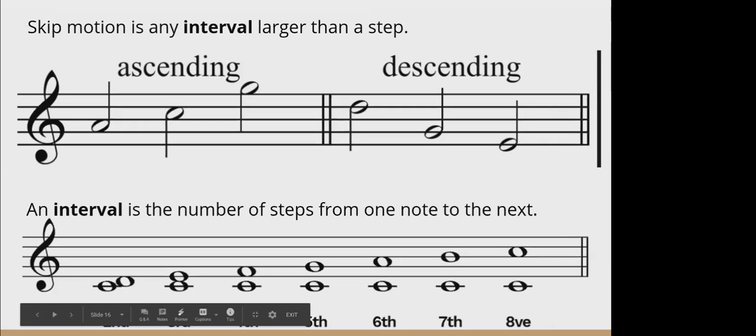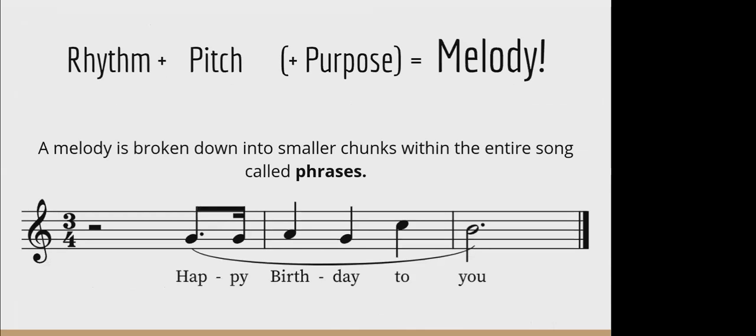1, 2, 3, 4, 5, 6, 7, 8 in between them. So now, putting all of the elements of rhythm and pitch together, we create a melody. Also, we want some purpose thrown in there too. A melody is broken down into smaller chunks within the entire song called phrases. And this is everything that we're culminating to this evening, a musical phrase.